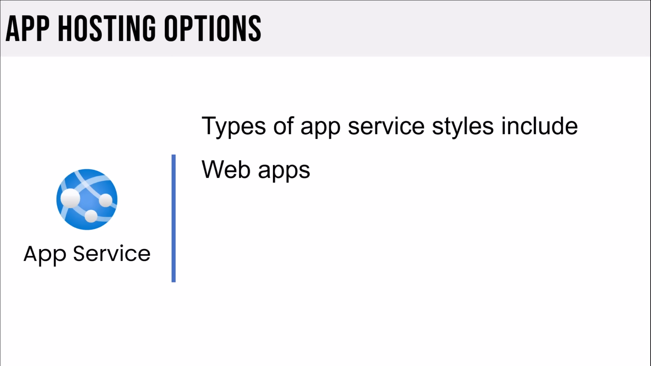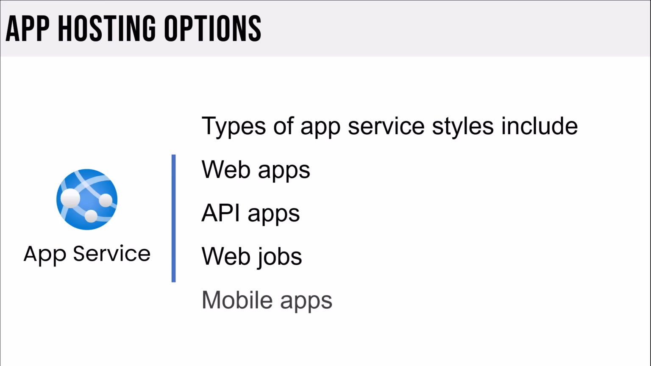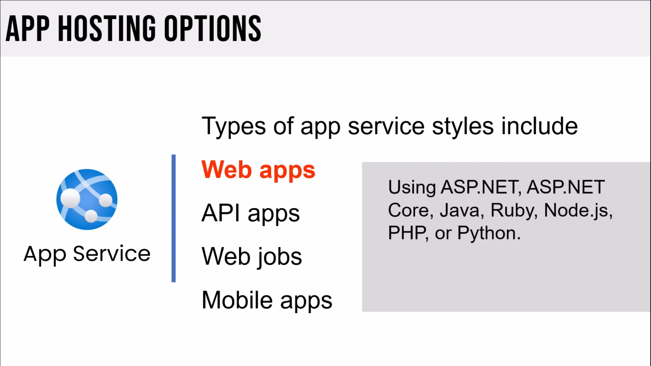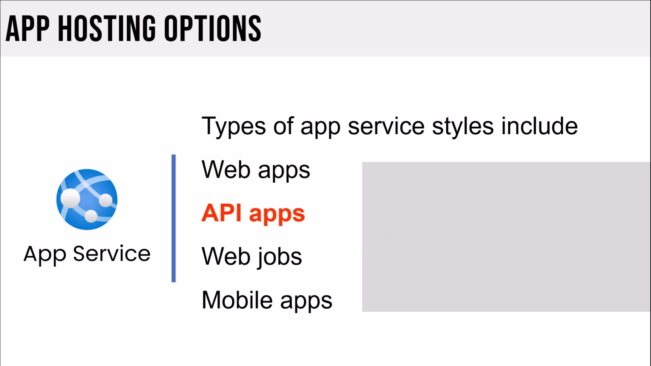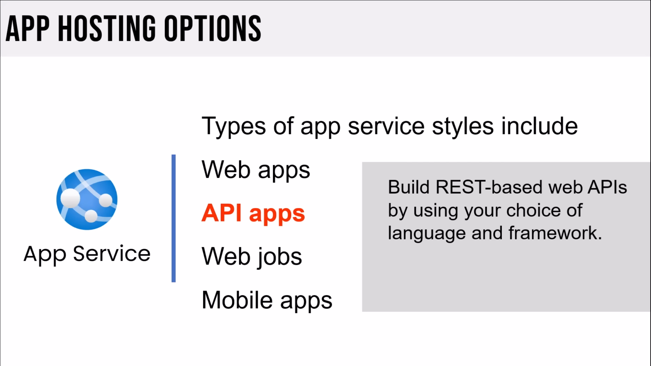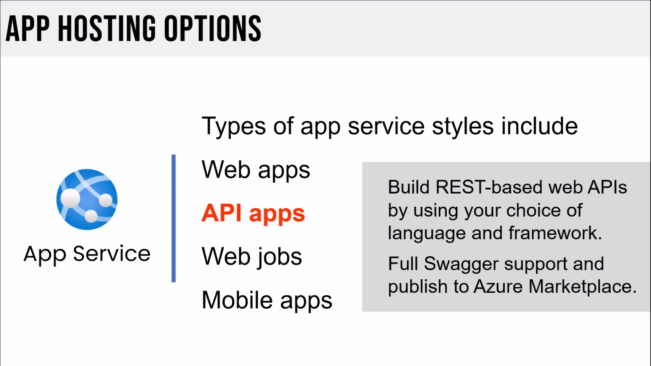So the main four that come immediately to mind are web apps, API apps, web jobs, and mobile apps. To clarify just a bit, by web apps I mean using ASP.NET, Java, Ruby, Node, PHP, or even Python, running on Windows or Linux as a host OS. And then API apps, which would mean REST-based web APIs using your choice of language and framework, and this includes full Swagger support and publishing then to the Azure Marketplace if you wish.